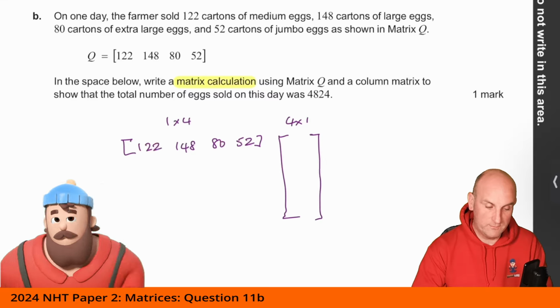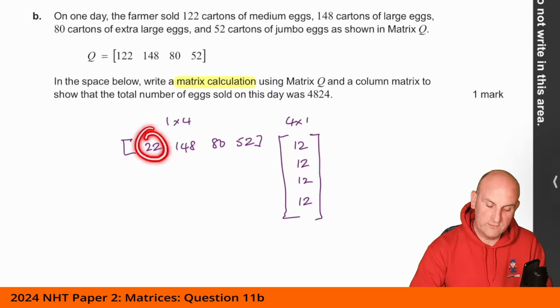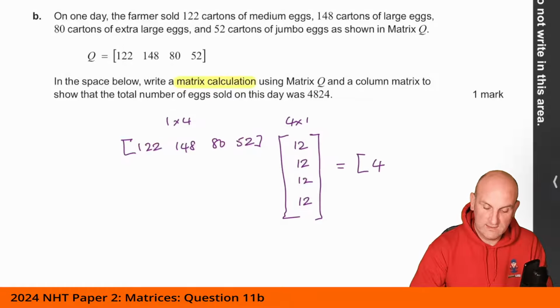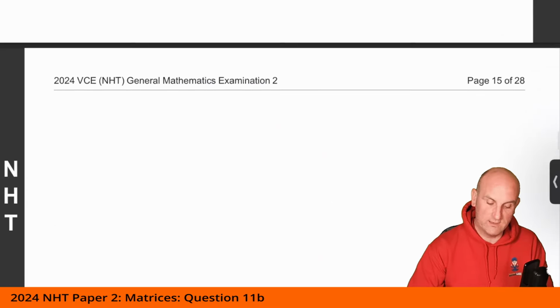And in fact, we do, because what we're trying to work out is the total number of eggs. Because we know there are 12 eggs in each of these boxes, I simply need to multiply each of those numbers by 12. Again, 122 times 12, 148 times 12, 80 times 12, 52 times 12. If you put that into your calculator, you do in fact get 4824 in brackets. Now again, make sure that you've got your matrix calculation with a times in there, the initial matrix, and your answer shown in matrix form if you want to get the mark.